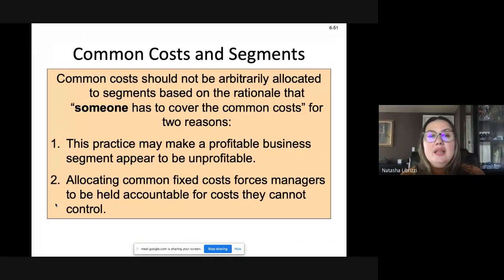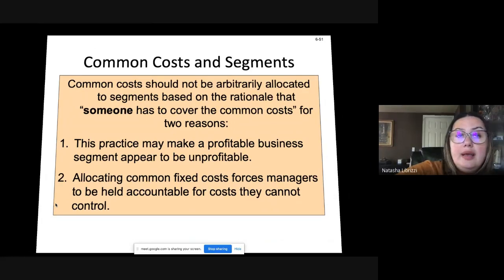Common costs should not be arbitrarily allocated to segments based on rationale that someone has to cover some costs. So it's like, okay, well, somebody should absorb this. This practice might make a profitable business segment appear to be unprofitable. And what happens, you might get rid of something that actually makes you money. Allocating common fixed costs forces managers to be held accountable for costs they cannot control. And that is definitely not something you want to have.